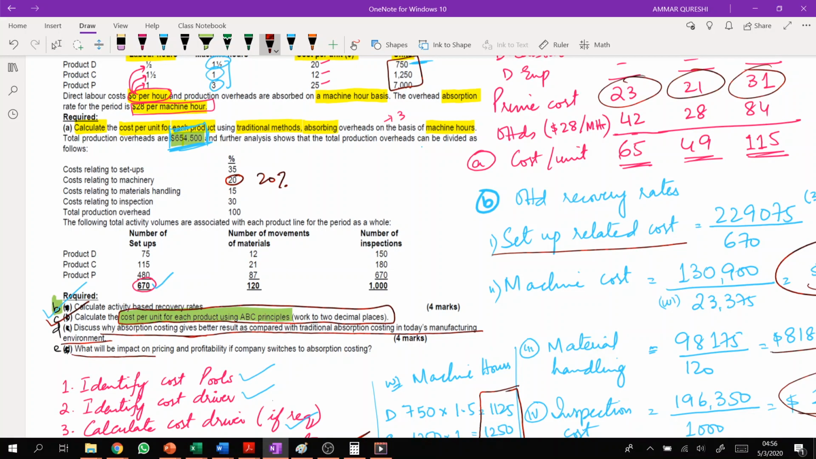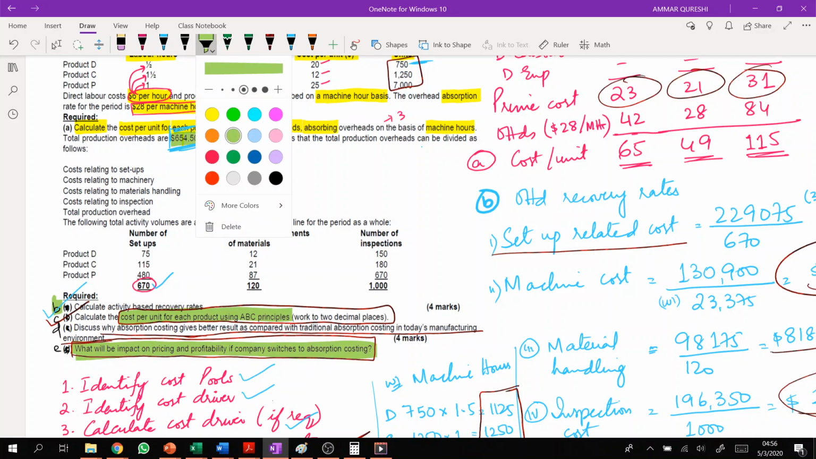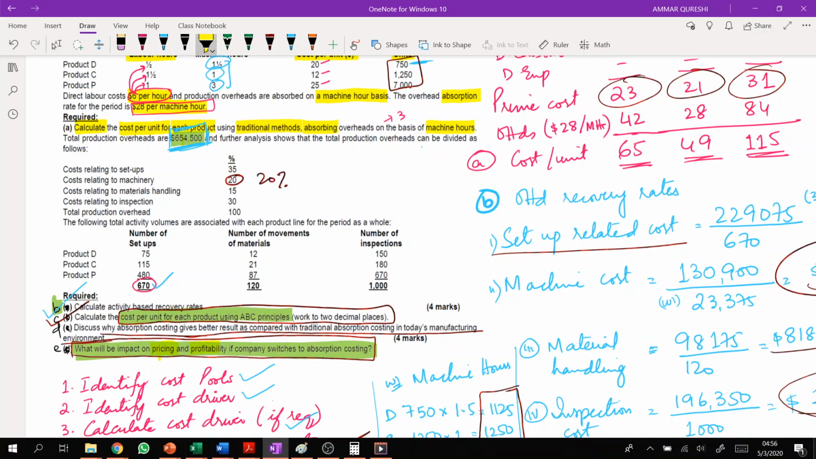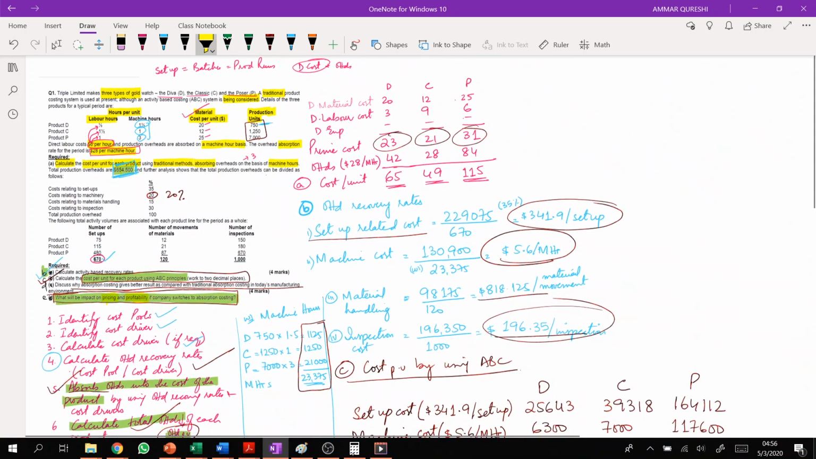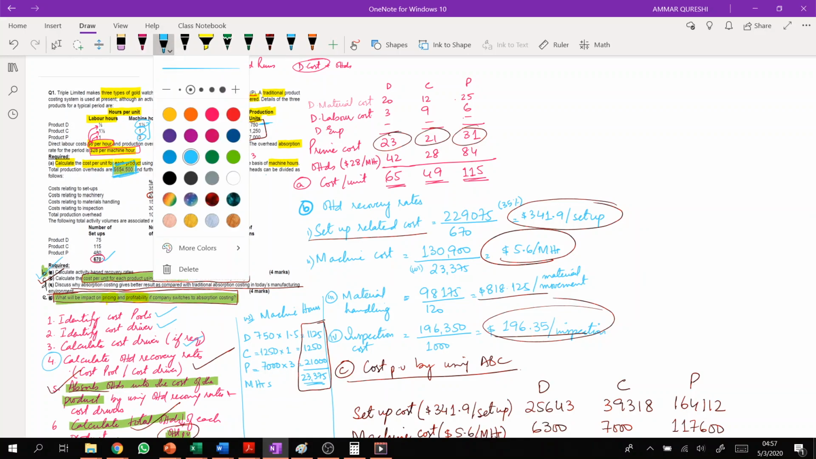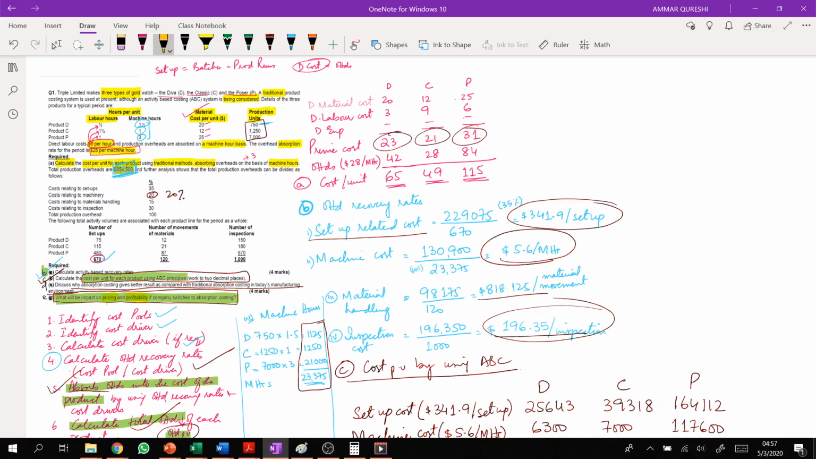Now what will be the impact on pricing and profitability if the company switches, right? We need to discuss this part because it is really very important. Number one, what will happen to pricing? Number two is profitability. Now let's discuss pricing first. What will happen to price? See, let me try to sum it up in a simple graph. In absorption costing, what is the cost per unit?